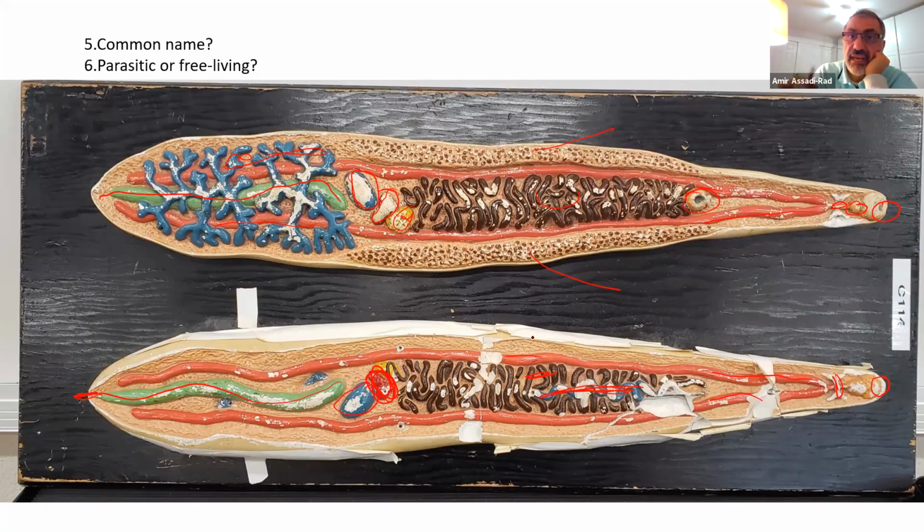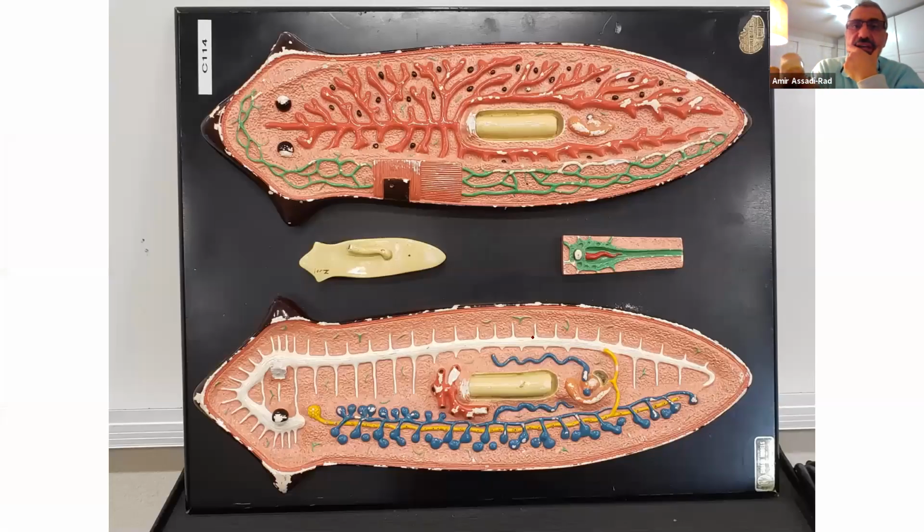Okay, planaria again. So you have the gastrovascular cavity, all of this. This is the excretory system. This is a flame cell, circular muscle, longitudinal muscle, excretory pore. Pharynx.